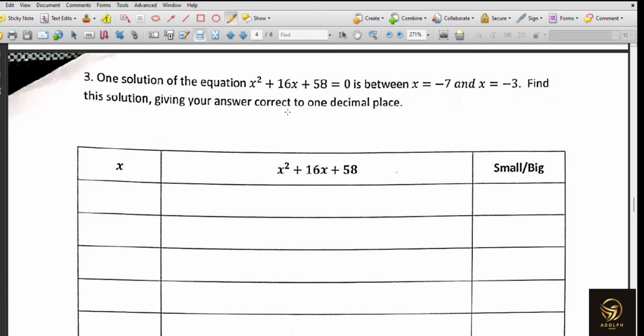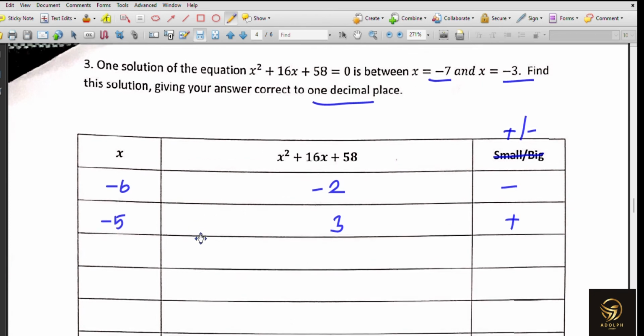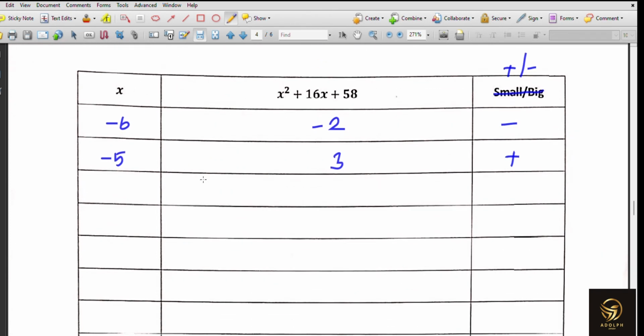So the next question: one solution of the equation x squared plus 16x plus 58 equals 0 between negative 7 and negative 3, to one decimal place. We'll find the answer to two decimal places and we'll decide it. Between minus 3 and minus 7, let's take negative 5, then we might have some idea. Let's take minus 6 then. If I'm taking minus 6, I'm getting minus 2 as the answer. It is negative. Let me try another value. Taking negative 5, I'm getting positive. So I think I'm lucky. The answer is going to be in between minus 6 and minus 5.